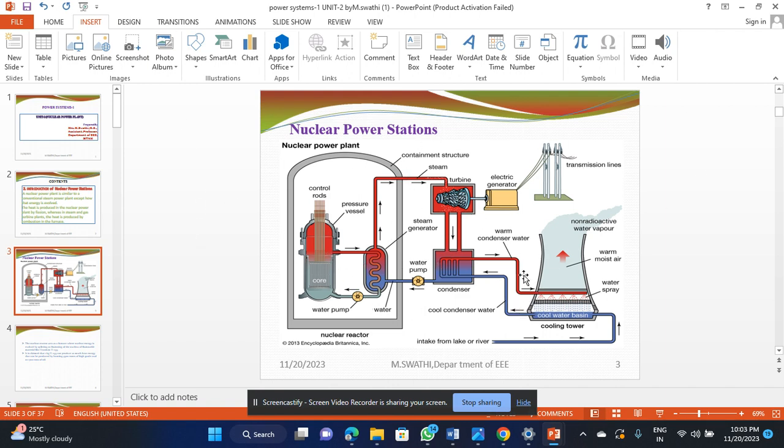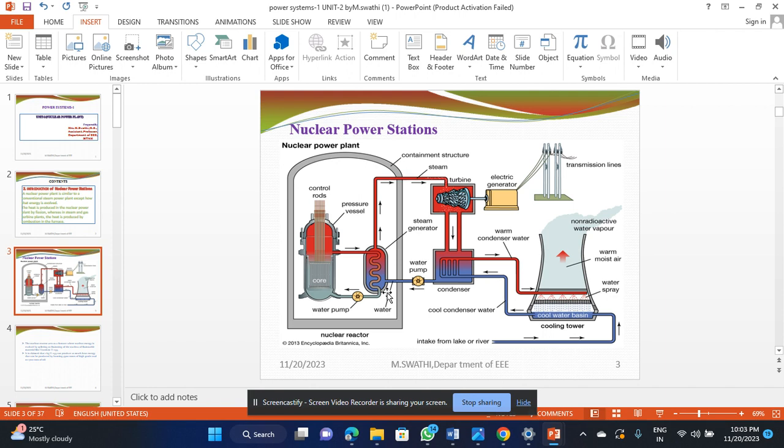Here we are using the coolant material, which is sodium, liquid metal or water. That coolant transfers the heat energy. So this is the main operation of the nuclear power plant.